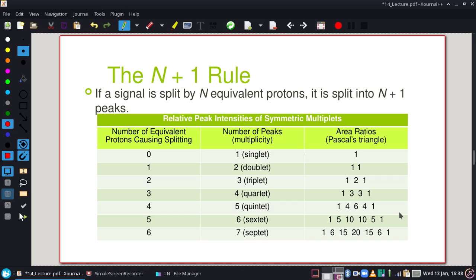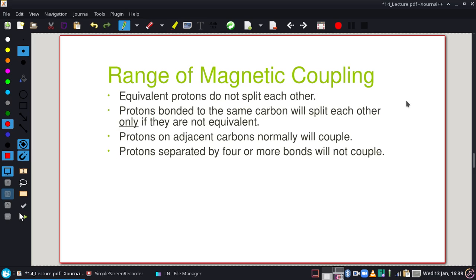Now, where this gets really neat is the number of protons causing the split is always one number less than the number of peaks. So if you have n number of equivalent protons, you have n plus 1 peaks. You always have one more peak than you have splits. All right, so that range is affected by only adjacent locations, though.